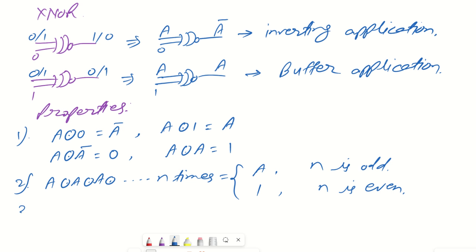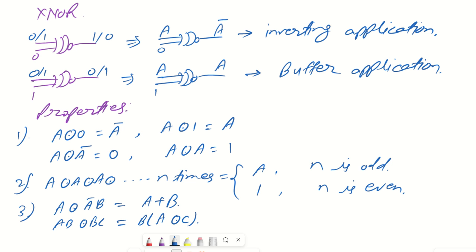Another property is, if A XNOR A bar B, just like we did for the XOR gate, it will become A plus B, in the same way. And AB XNOR BC is going to give me, in the same way, B common, so B into A XNOR C. Understood. And another one, A bar B XNOR A B bar, is the same as for the XOR gate, A XNOR B. Understood? So these are the three properties that are there for the XNOR gate.